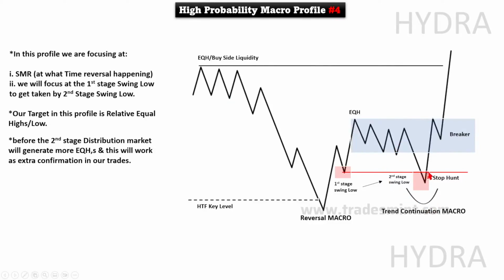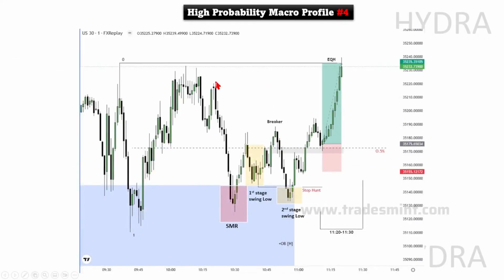So we can execute here once price clears out the swing low right here, or we can wait for a breaker to form right here after price clears out the first stage low with the second stage distribution, second stage manipulation right here. So let's look at our example. This will make it a lot more sense.